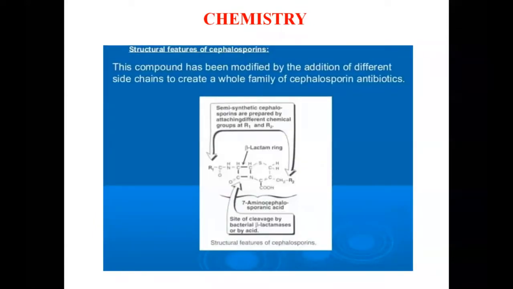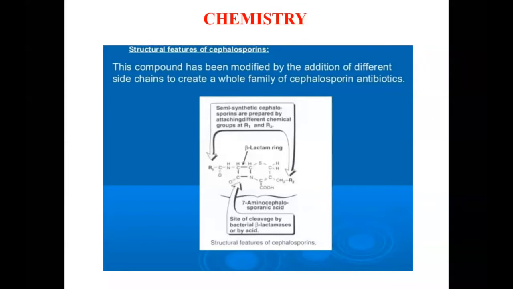Now, in the same understanding about the chemical structure, in this diagram, you can see the 7-aminocephalosporanic acid. Just like in penicillin, we had the nucleus 6-aminopenicillanic acid. Here in cephalosporins you have 7-aminocephalosporanic acid. And you can see the beta-lactam ring, as well as the dihydrothiazine ring, which is fused with the beta-lactam ring. And in the side chains, you can see at position 7, R1, and at position 3, you have R2. So semi-synthetic cephalosporins are prepared by attaching different chemical groups at the R1 and R2 positions.